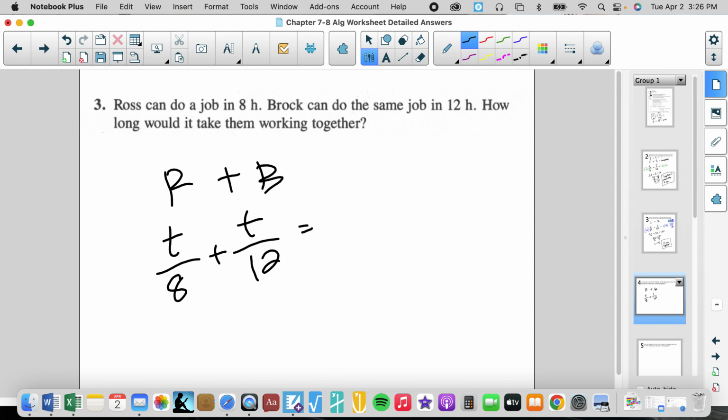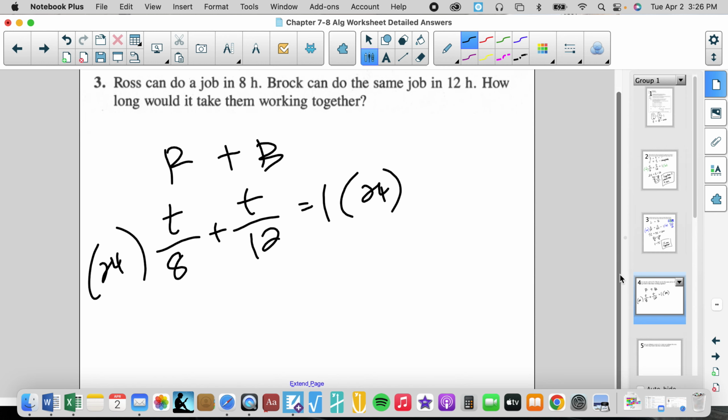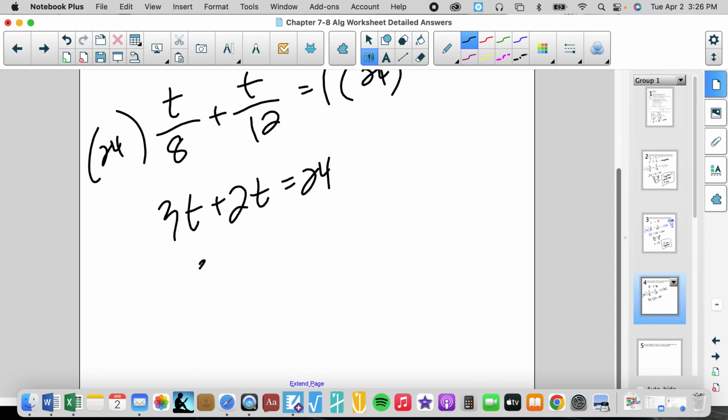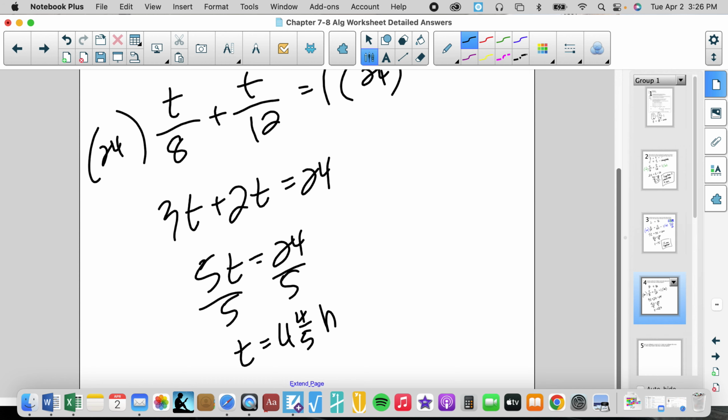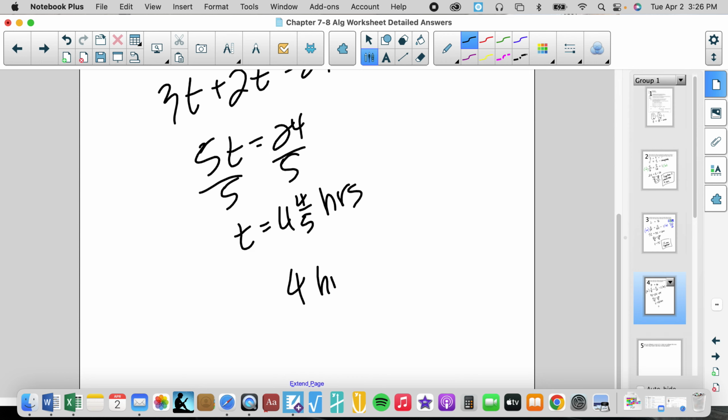T equals a complete job. 24 is the common multiple. And that's going to be 3t plus 2t equals 24, which equals 5t equals 24, divide by 5, divide by 5. Not going to go clean. 4 and 4/5 hours together.